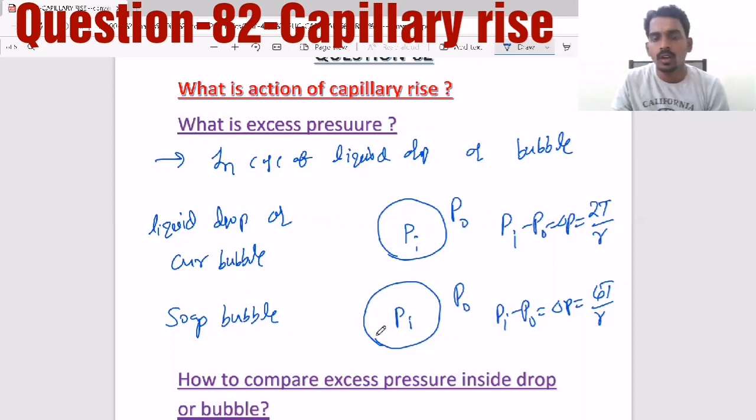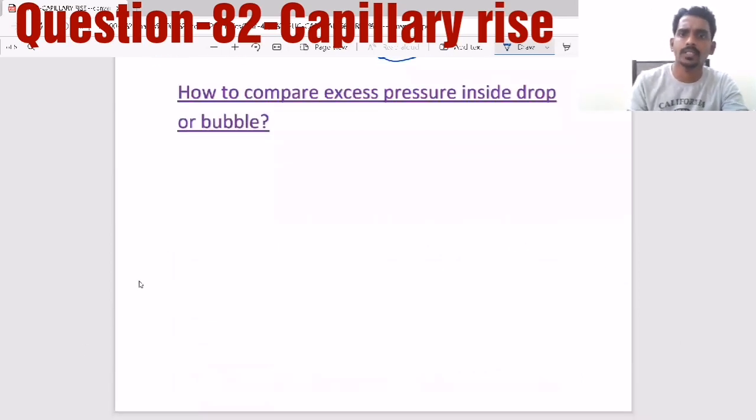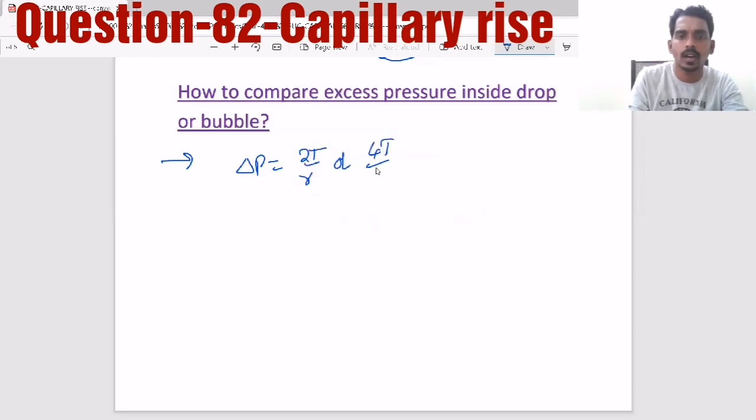So there is always an excess pressure inside the drop or bubble so that it blows off. That is the concept called excess pressure, and you should know the difference between drop and bubble properly. Now, how to compare excess pressure inside two drops or bubbles? The excess pressure is either 2T by R or 4T by R.